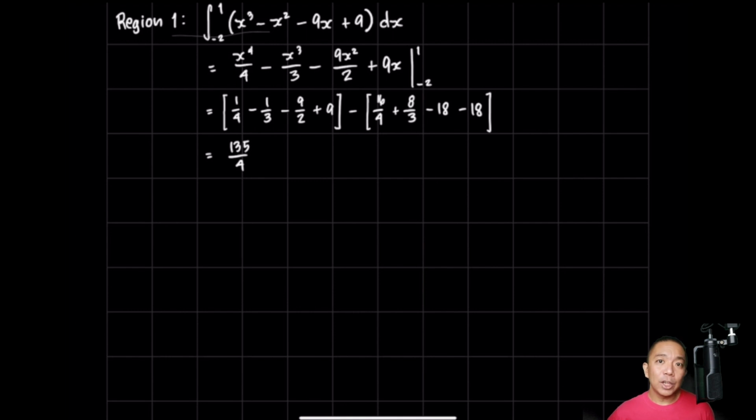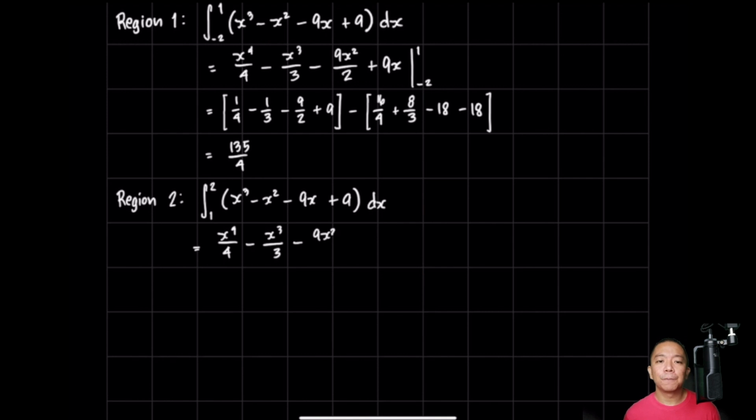So now let's evaluate the area of the second region, and keeping in mind na negative yung makukuha nating value ng definite integral niya. So kung gusto natin yung actual area niya, edi ipapositive lang natin yung result nito. So for the second region, we're evaluating the definite integral from 1 to 2 of that function x cubed minus x squared minus 9x plus 9. We'll apply FTC para i-evaluate siya.